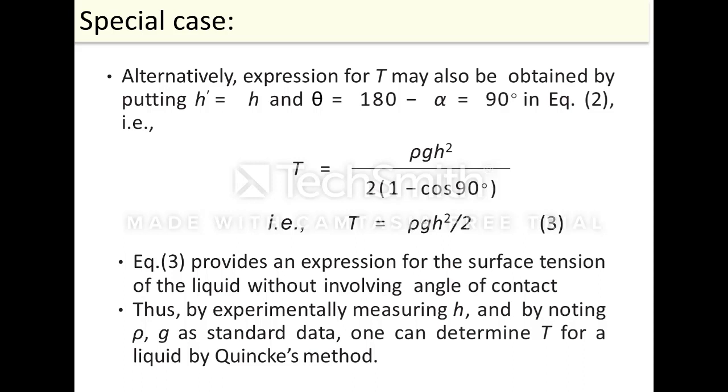Equation 3 provides an expression for the surface tension of the liquid without involving the angle of contact. Thus, by experimentally measuring h and by noting rho and g as standard data, one can determine T for a liquid by Quincke's method.